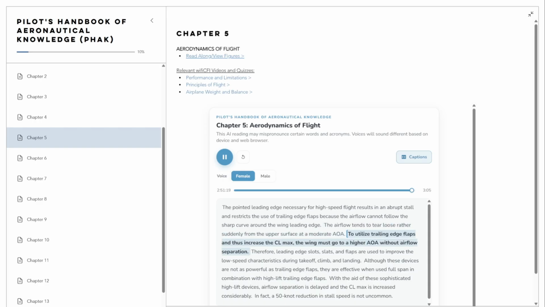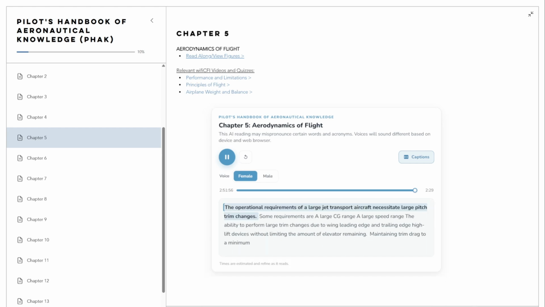To utilize trailing edge flaps and thus increase the CL max, the wing must go to a higher AOA without airflow separation. Therefore, leading edge slots, slats, and flaps are used to improve the low speed characteristics during takeoff, climb, and landing. Although these devices are not as powerful as trailing edge flaps, they are effective when used full span in combination with high lift trailing edge flaps. With the aid of these sophisticated high-lift devices, airflow separation is delayed and the CL max is increased considerably. In fact, a 50-knot reduction in stall speed is not uncommon.